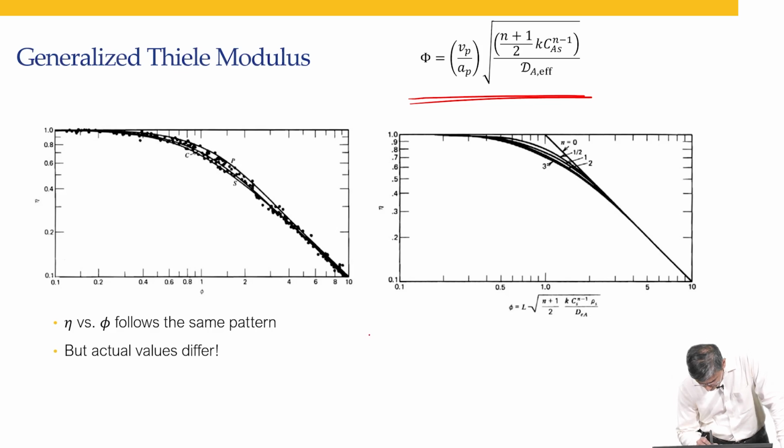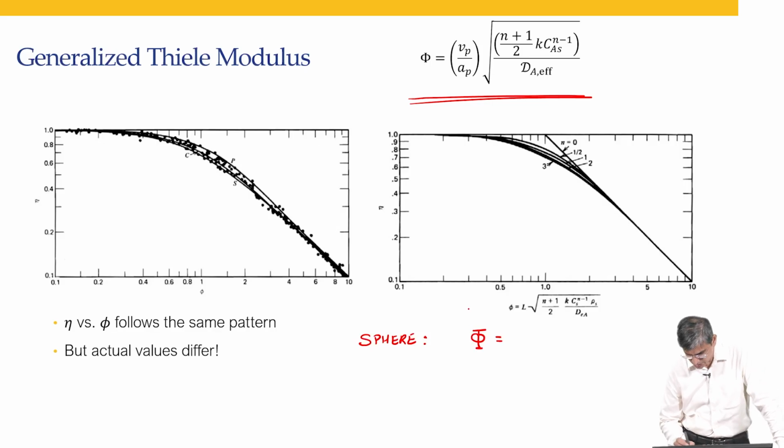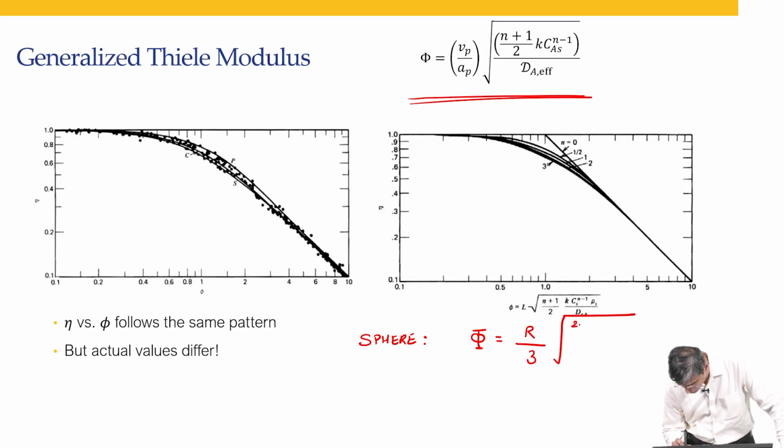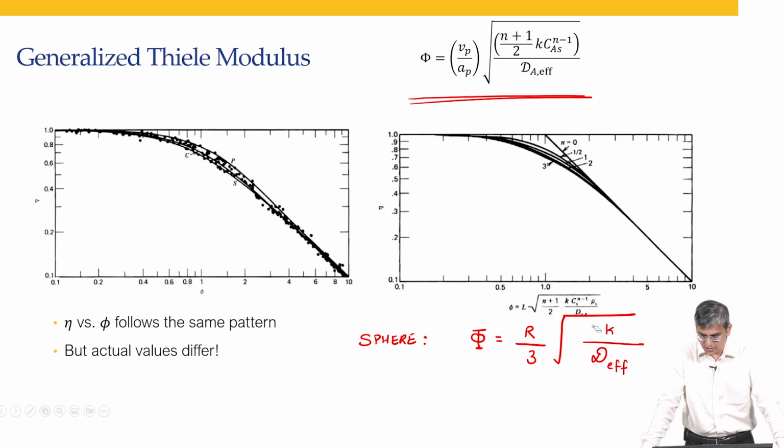So, what if this is a sphere? In the case of a sphere, phi is going to be: volume is 4 by 3 pi r cube, area is 4 pi r square. So, therefore, volume of pellet divided by area of pellet is r by 3. Square root of n plus 1 by 2, k Ca raised to n minus 1, divided by D effective. This is the phi.